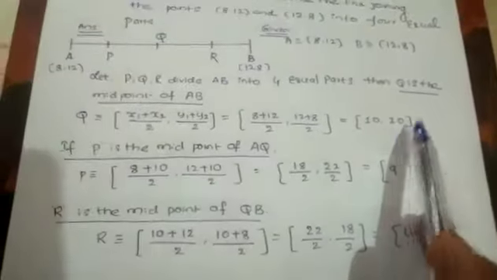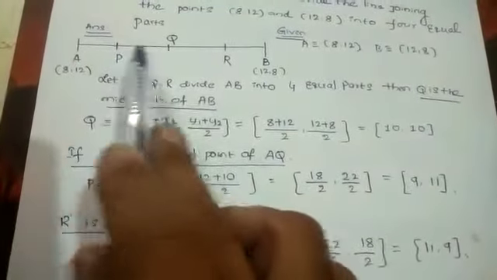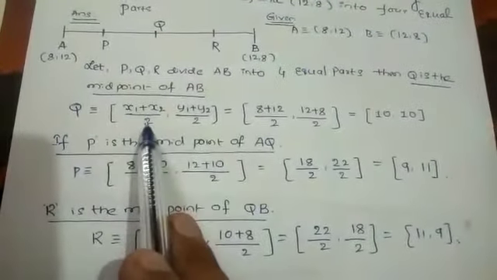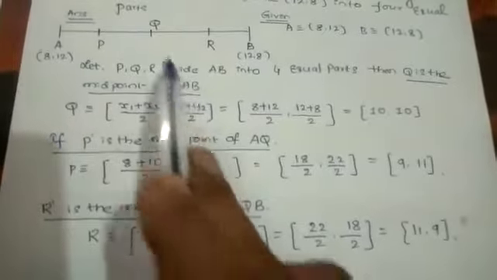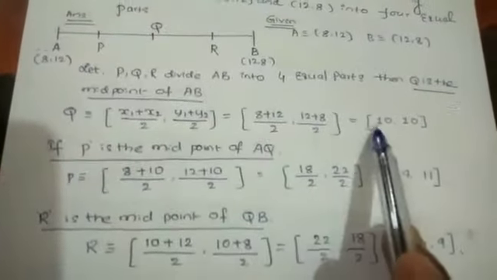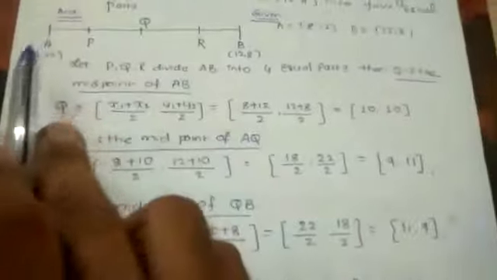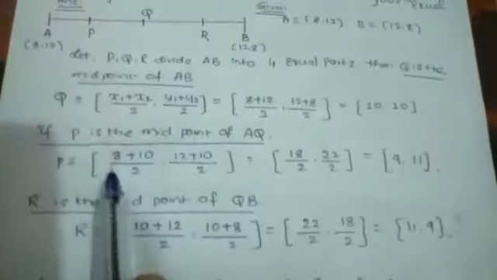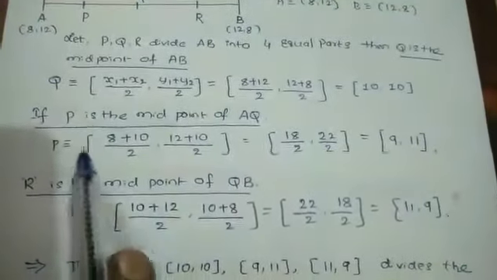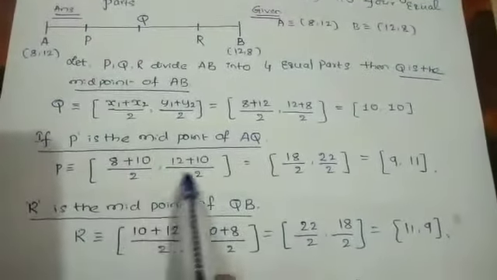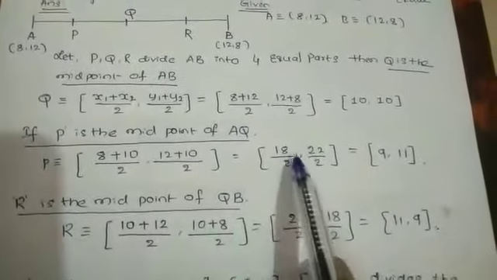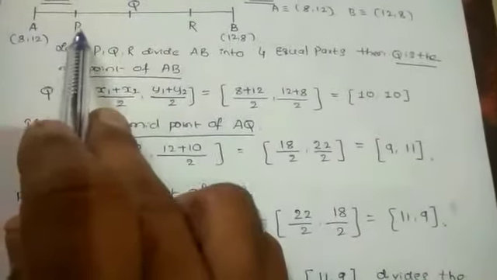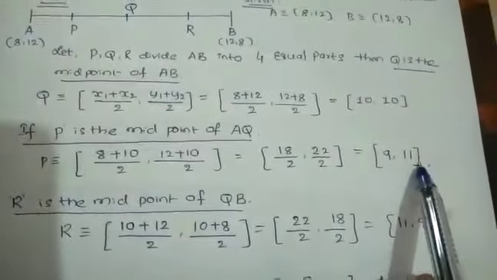Okay, next consider P as the midpoint of AQ. Again apply that same formula, x1 plus x2 divided by 2, y1 plus y2 divided by 2. So here we get the Q coordinates as (10, 10). Okay, (10, 10) and (8, 12). So here we can easily find the midpoint of AQ, that is P: 8 plus 10 divided by 2, 12 plus 10 divided by 2, so we get 18 divided by 2, 22 divided by 2. So here we get the coordinates of P as (9, 11).